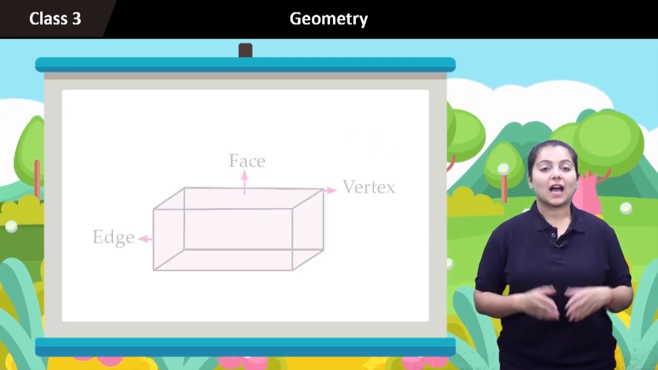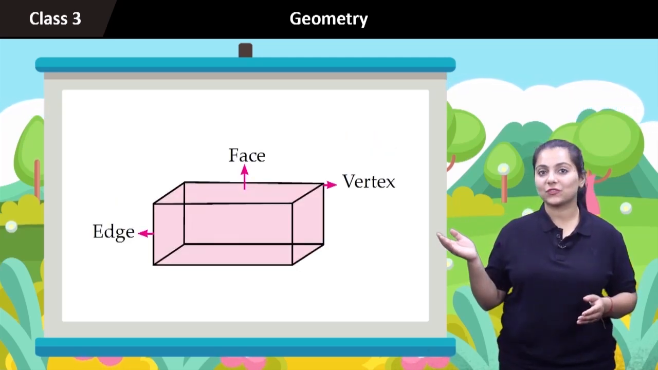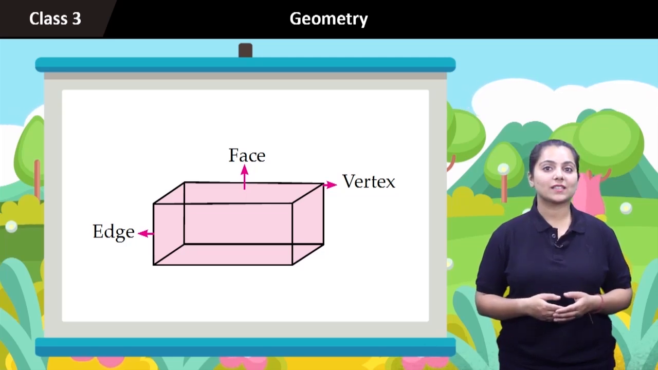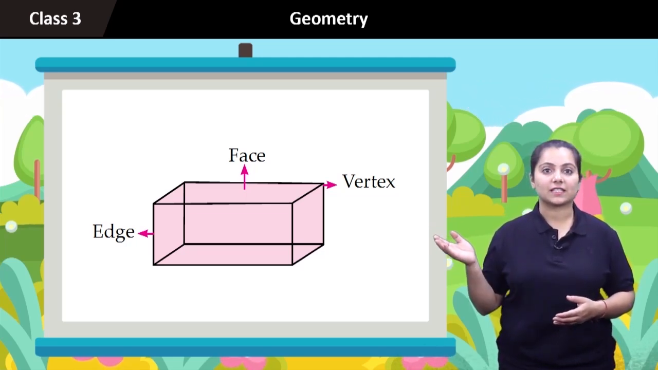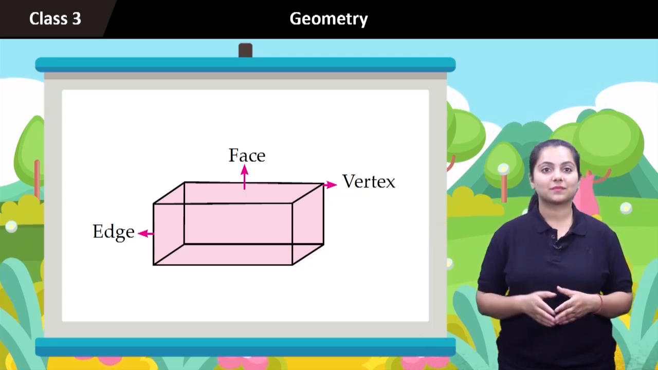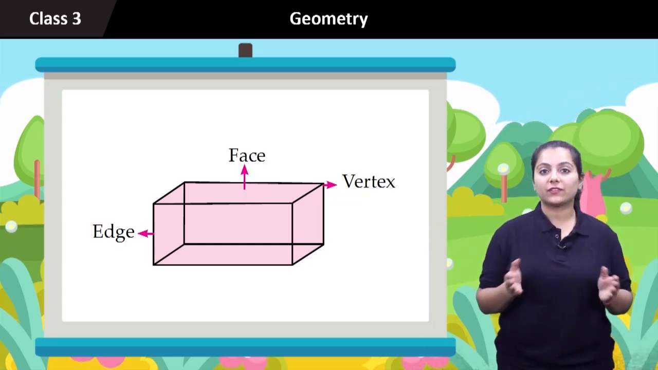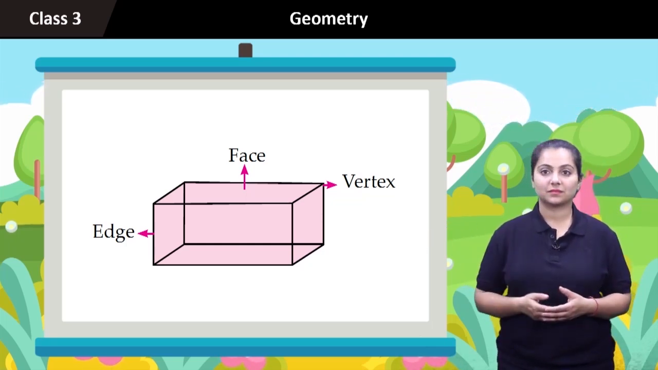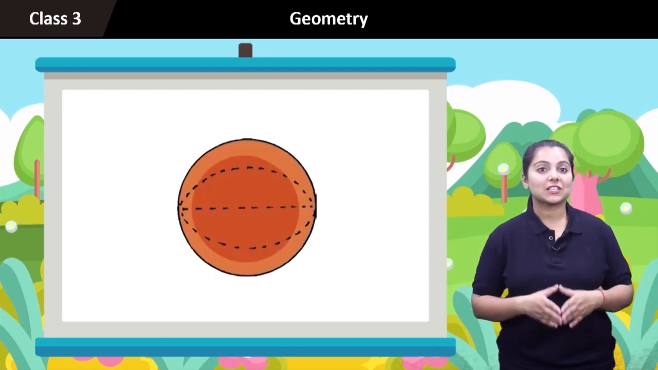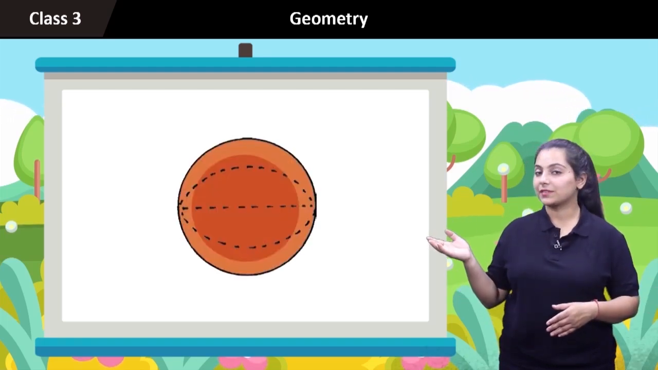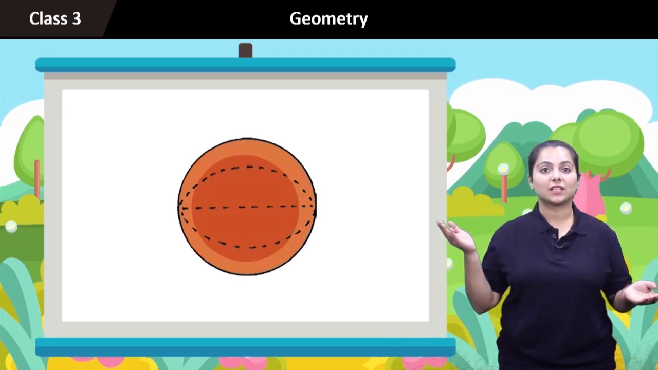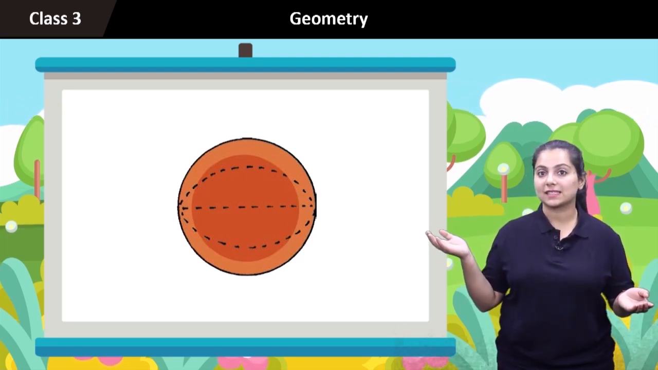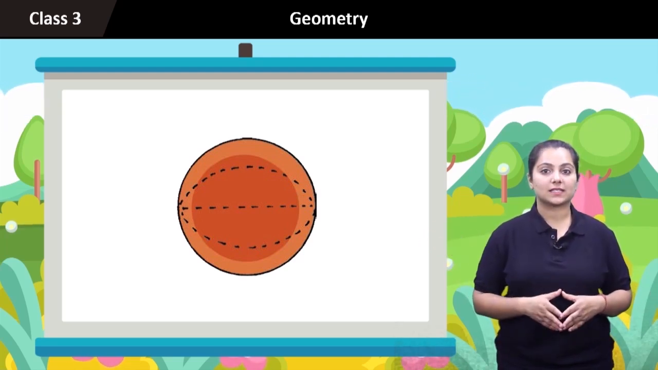Cuboid. A cuboid also has 6 faces. All its faces are flat. It has 8 vertices and 12 edges. In a cuboid, every face is a rectangle. Sphere. A sphere is all round. It has only one face. A sphere has one curved face but no edges and no vertex.